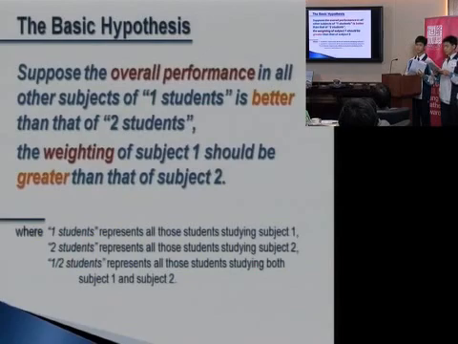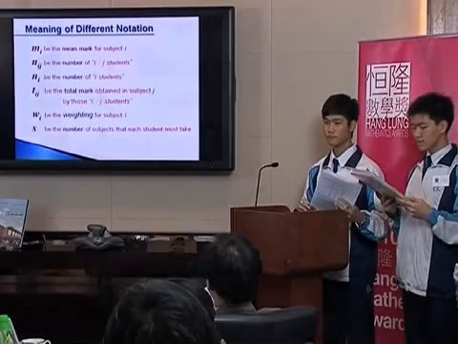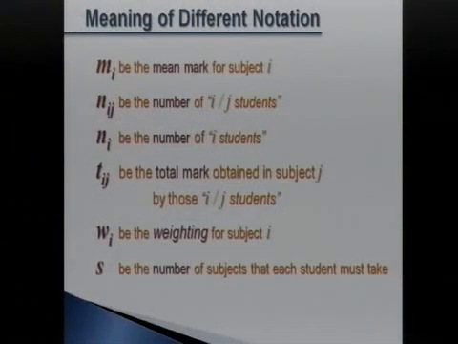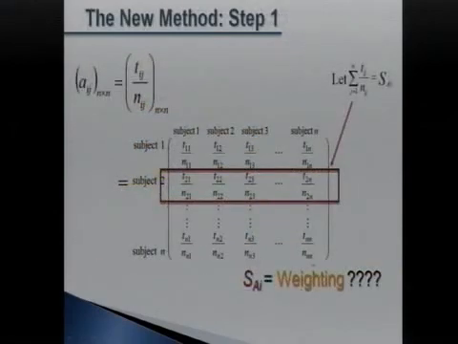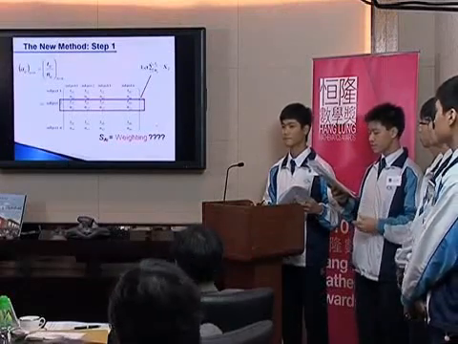First of all, we want to define these symbols as follows. The explanation of the algorithm of our new method will be subdivided into 4 steps. In step 1, we use a matrix to represent the academic results of students. Aij represents the mean mark of subject j obtained by Ii students. For example, A13 represents the mean mark of subject 3 obtained by I1 students.